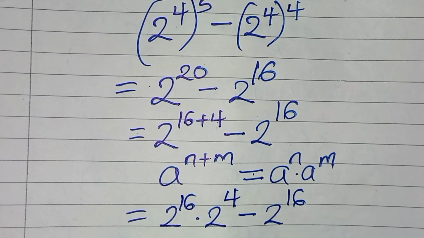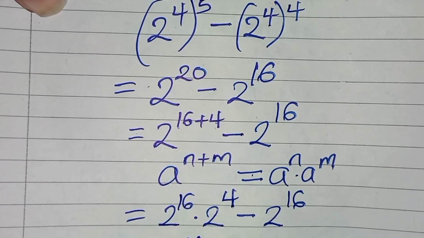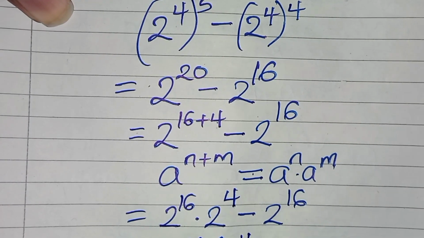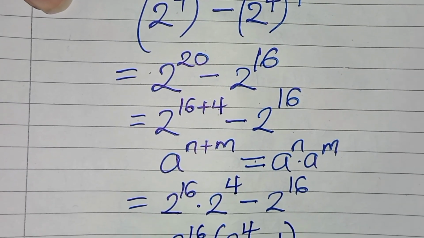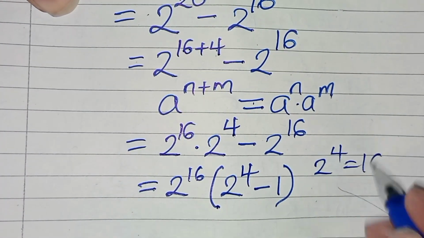Now, 2 to the power 16 is common. Let's factor out 2 to the power 16. We'll have 2 to the power 16 into the parentheses here. We'll have 2 to the power 4 subtract 1. Okay? And you find that 2 to the power 4 is equal to 16.